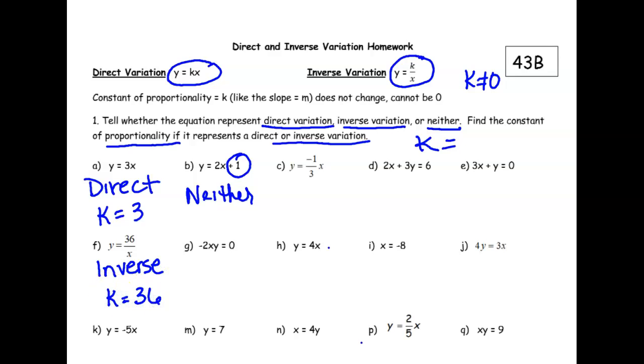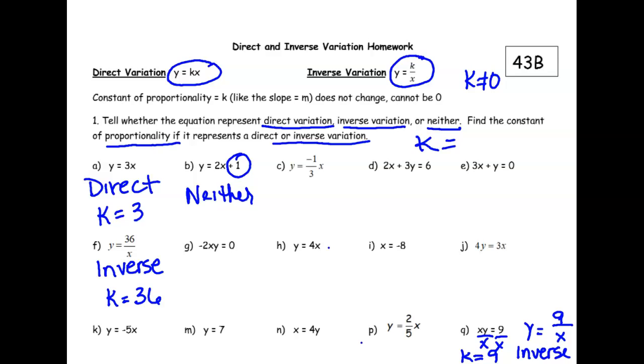Okay. All right, so sometimes you're going to have to move things around a little bit, like Q, down at Q. You need to solve for y, so make sure you divide by x. So y is equal to 9 divided by x. So once you do that, you can see it's inverse, okay? And your k would be equal to 9. Okay, so that's how you do the questions in the first section.